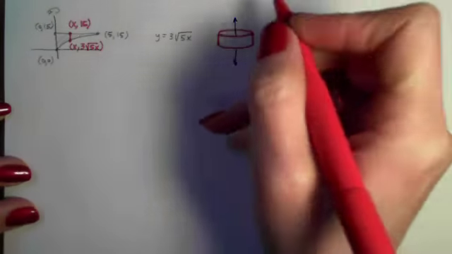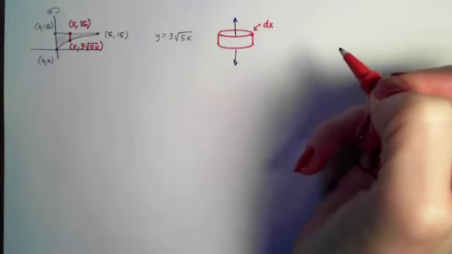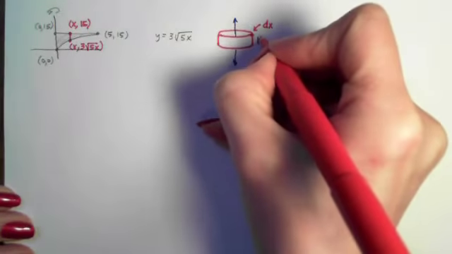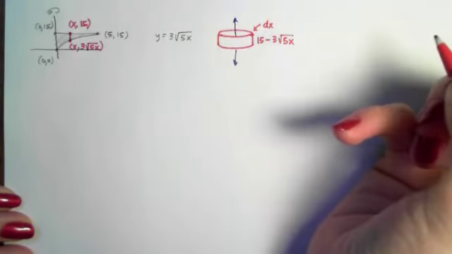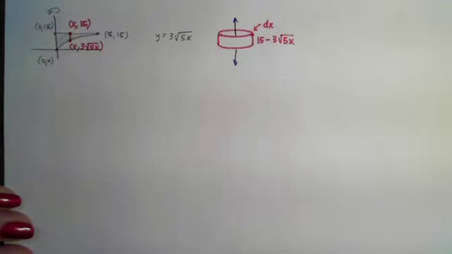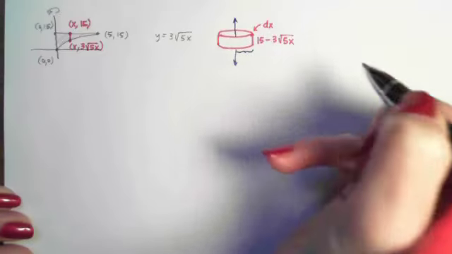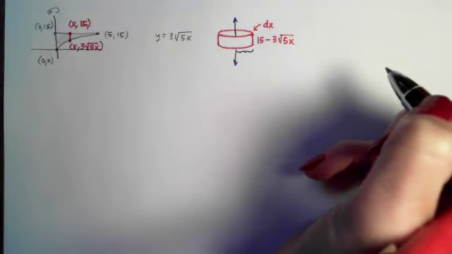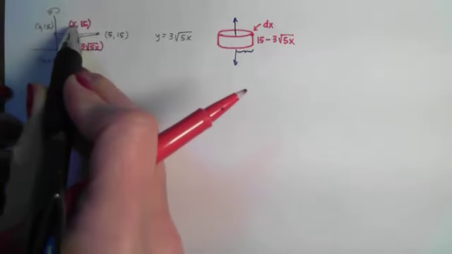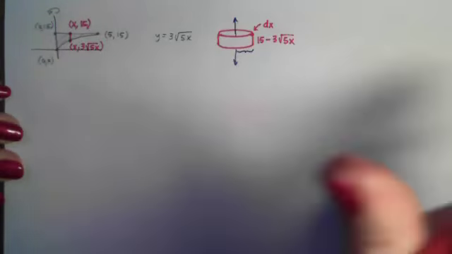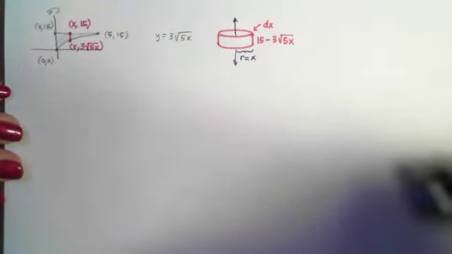So the thickness of that strip is going to be a dx this time, and the height of that strip is going to be 15 minus 3 root 5x, and the distance between the strip and the axis of rotation is going to be the distance between this point and this point, and we can see it's an x minus a 0. So my radius is going to be x.